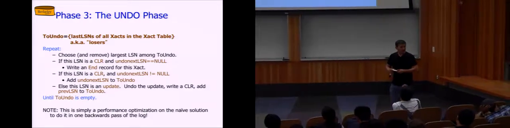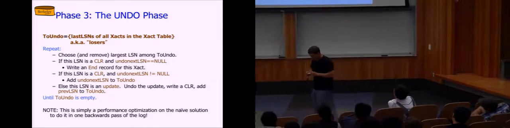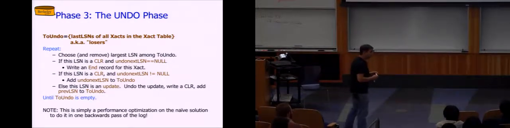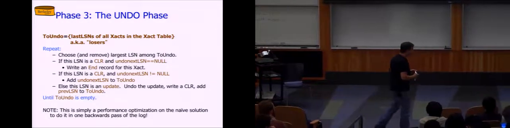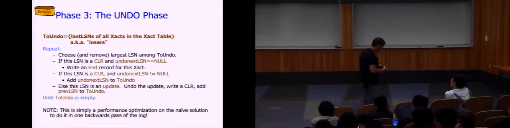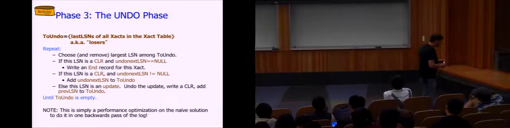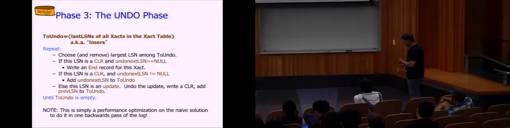Okay? Question? Would it cause problems if the order we do all the redo and undo doesn't correspond to the original order of the transactions? It seems like we do all the redo first and then undo later.